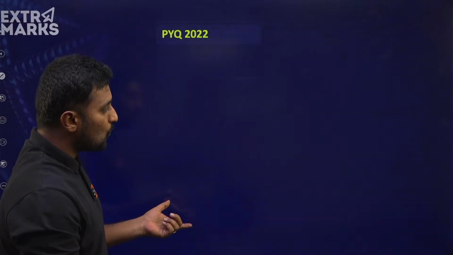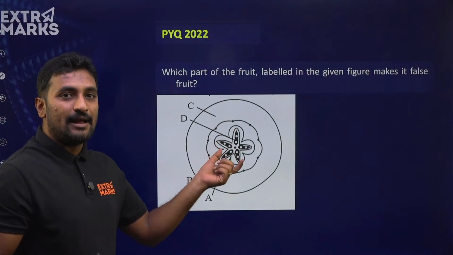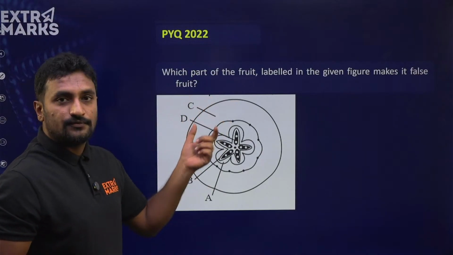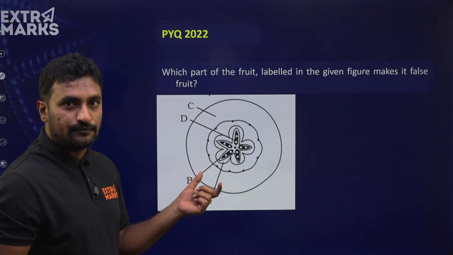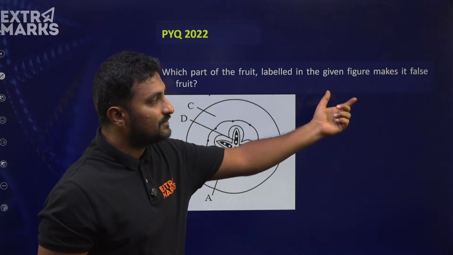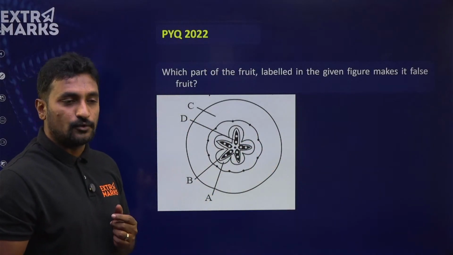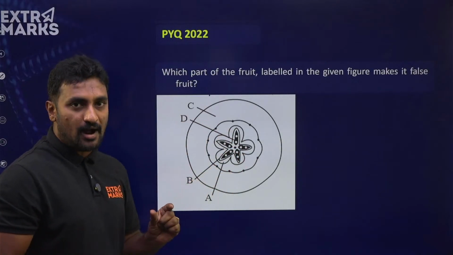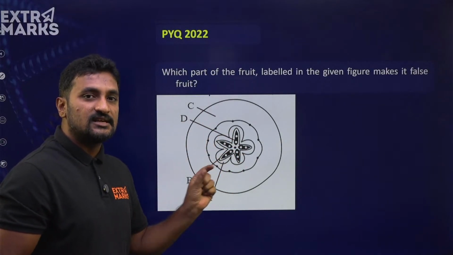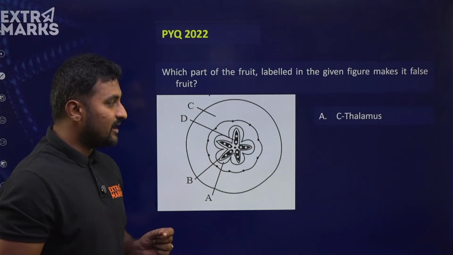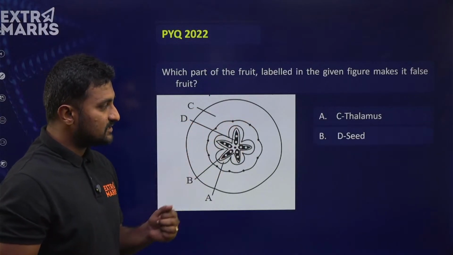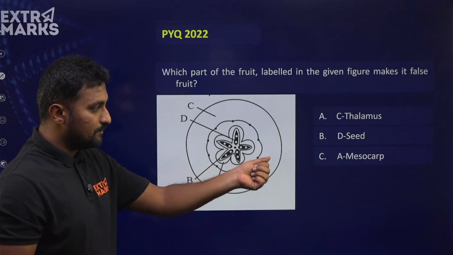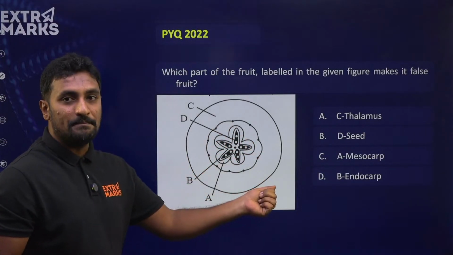Now let us see a question which was asked on the above topic, which was in 2022. Which part of the fruit labeled in the given figure makes it a false fruit? So there are parts A, B, C, D, but in this only one part directly tells this is a false fruit. Option A, C, thalamus; option B, D, seed; option C, A, mesocarp; and option D, B, endocarp.